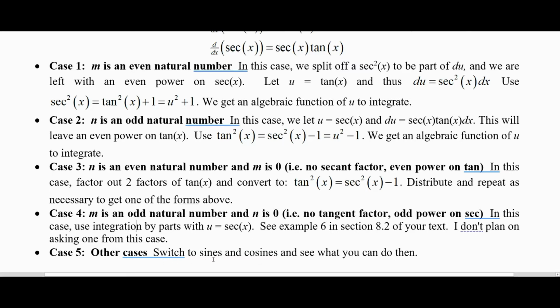And if you can't get anything else to work, when all else fails, switch everything to sines and cosines and see what you can do at that point. Maybe you can get one of the previous techniques from the last section to work.